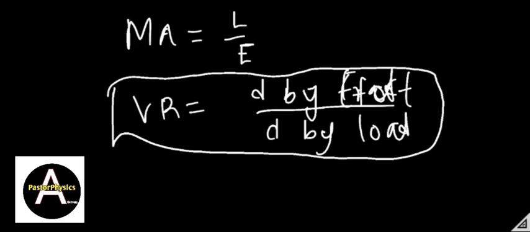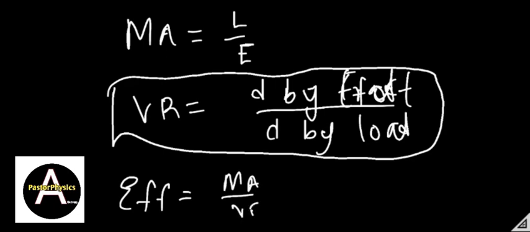And we now said that efficiency, EF, is the ratio of mechanical advantage to velocity ratio times 100. And also we said that efficiency is work done by the load over work done by effort times 100, right? Okay, so we are going to be using those formulas to solve problems.